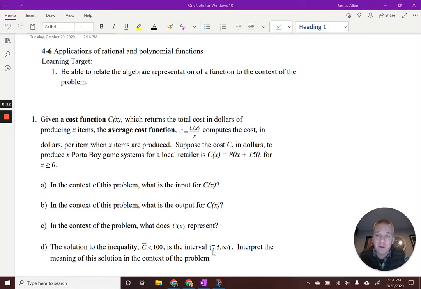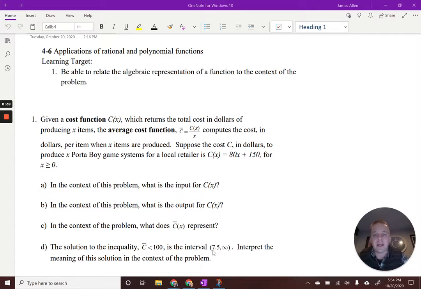So a little bit different, though, with applications for this one. Normally, we're focused so much on, we're going to graph it, we're going to find these numbers, minimum, maximum, whatever. But we're going to focus more on, what do they actually mean? So our learning target here is to be able to relate the algebraic representation of a function to the context of the problem. Well, without further ado, let's hop to it.